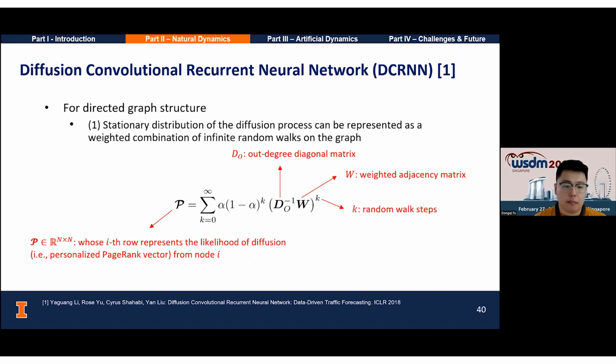And the alpha is the personalized probability in the random walk. So after the power iteration, or the infinite summation of the diffusion process, we get the matrix P. In matrix P, the ith row represents the likelihood of the diffusion, or you can understand it as the personalized PageRank vector, starting from node i as the interest node.